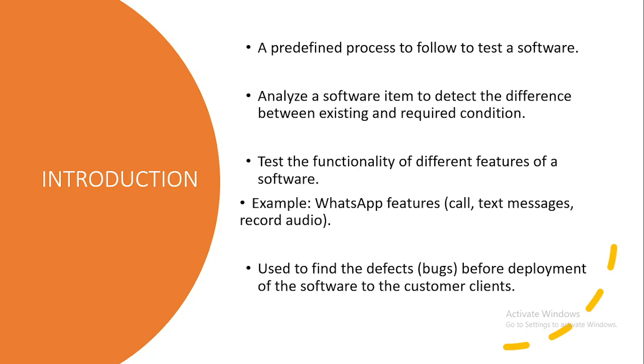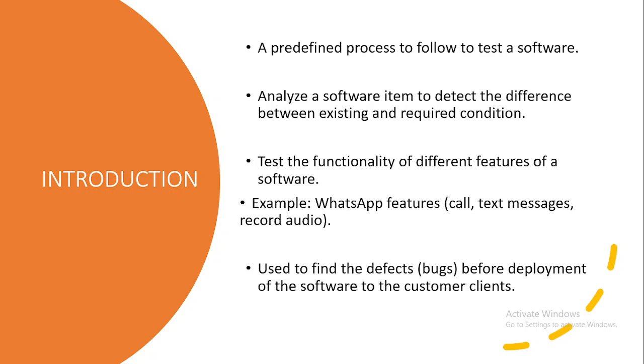So when the software testing team will test, let's say WhatsApp, then they will make sure that when a user clicks on the icon of call, the WhatsApp application should be able to call that particular person, or when the user writes a text message and clicks on the send button, it should send that text message to the receiver. And similarly goes with recording audio also. So we have to test the functionality, whether these features are working or not.